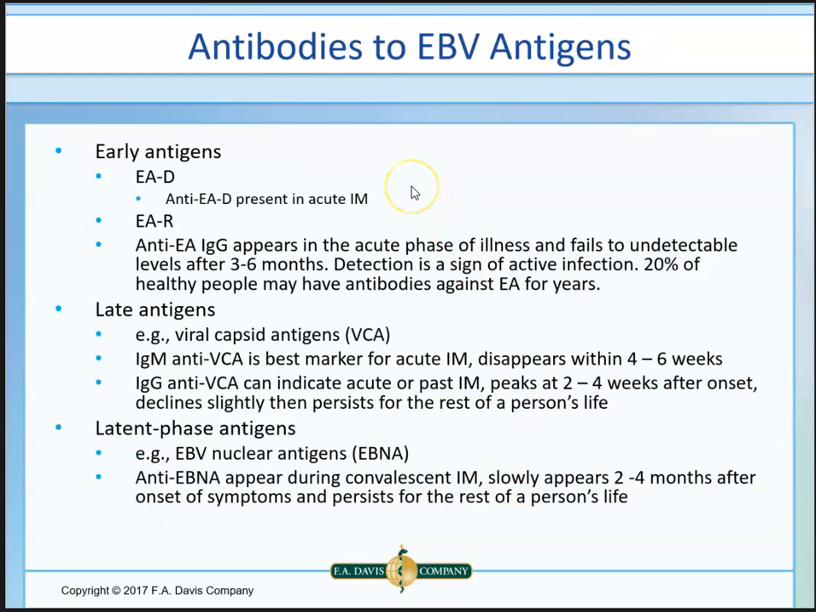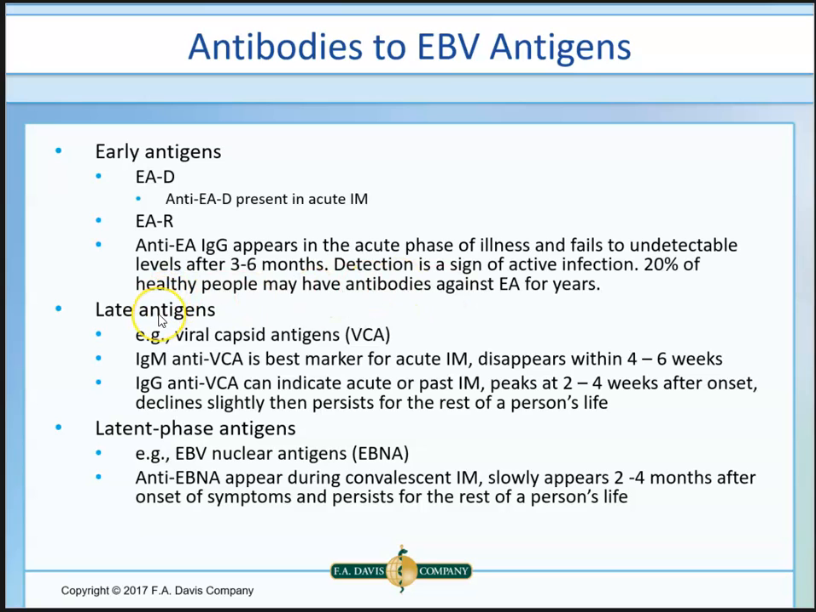So talking about the antibodies to EBV antigens, there are early antigens. There's what's called the EA-D, which is seen in acute infectious mono. The EA-R, which is really restricted to more of the cytoplasm. So the antibodies to EA, I don't know why they call it early antigen, but whatever. EA IgG appears in the acute phase and usually falls off quickly, in 3 or 4 months. But if you have that, that means it's an active infection, obviously, because it's IgG. But a lot of people will still have this for many years.